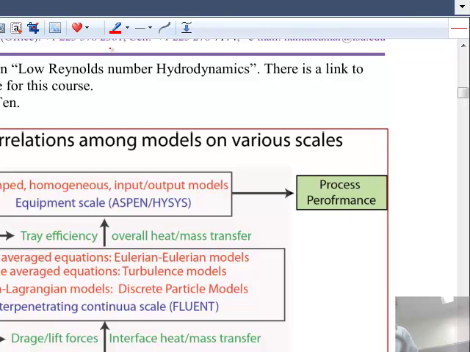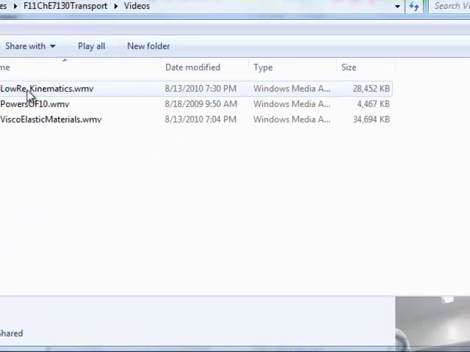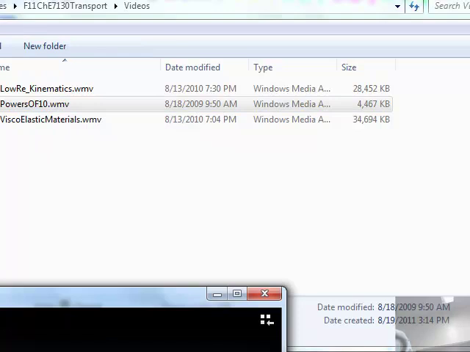Let me see whether I can pull that out. Has anybody heard of that film or seen that film, Powers of 10? Let me see if I can find it. Watch this carefully. I'm not going to comment.